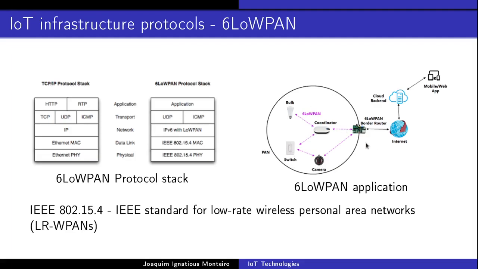Here we see how this is used. You have a bulb, then a low power WAN connection to a low power WAN coordinator. You have a switch, all those things connected, and at the edge you have a low power WAN router which connects to the internet. Chips which implement low power WAN protocols are available commercially, so in future we could have more devices.